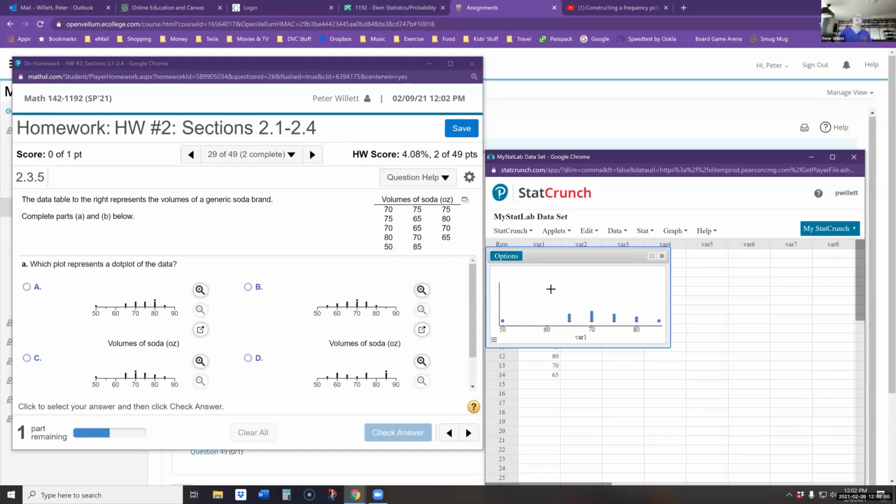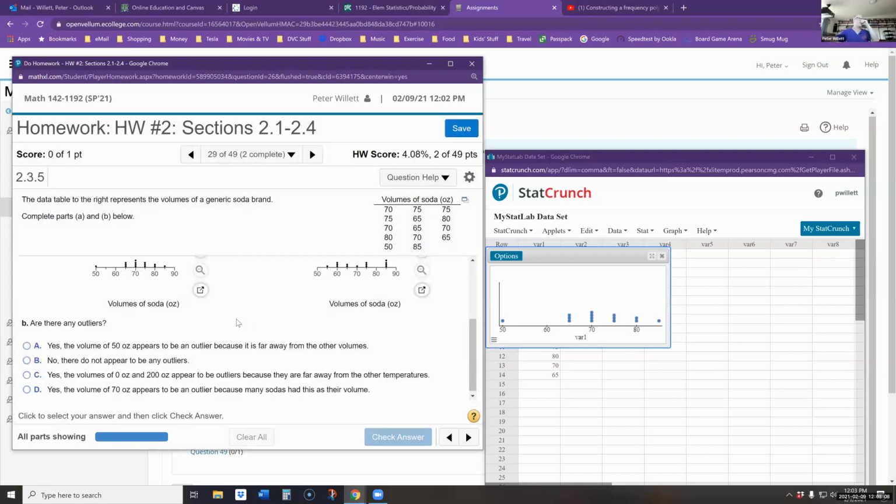Questions, comments, discussions about how I came up with the dot plot in StatCrunch? All right, let's see what else they want us to do in this problem.